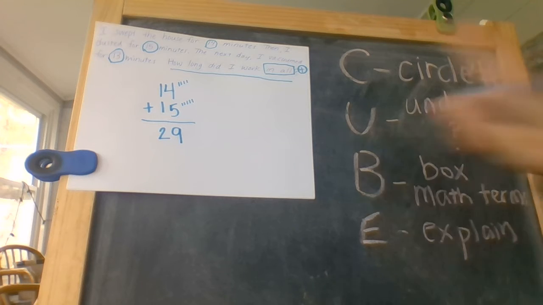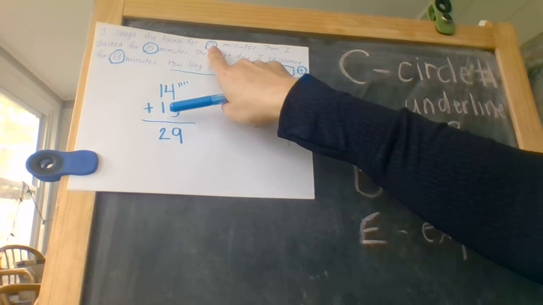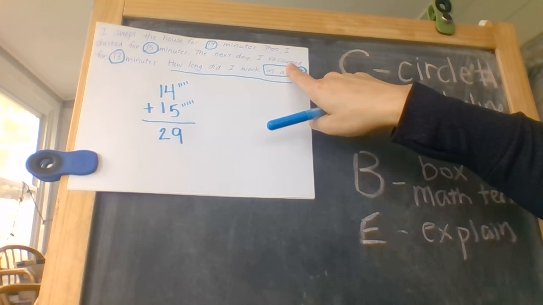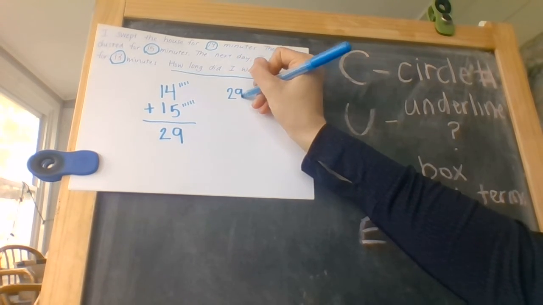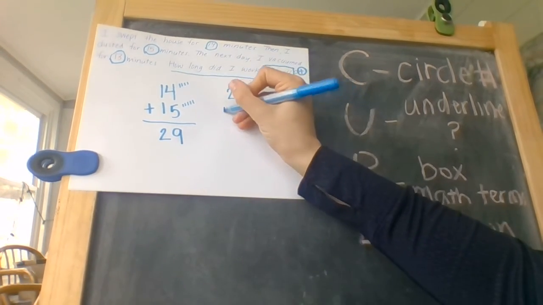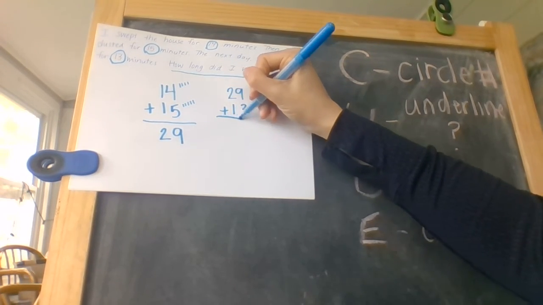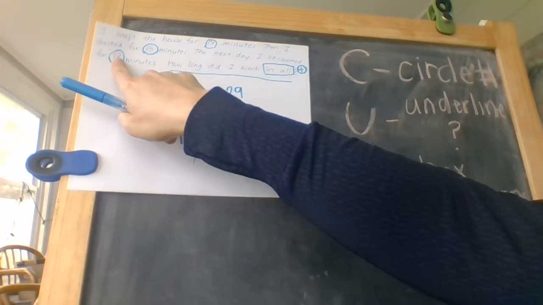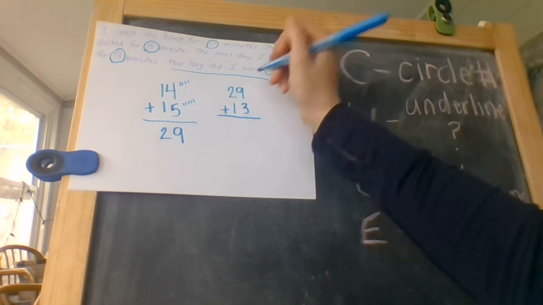Not done yet, though, because I want to know how long did he work in all. I've used my 14 minutes, I've used my 15 minutes, but now I need to know how much he worked when he vacuumed. So I'm going to take that 29 from here and add 13. Now I'm being very careful to line up my place value. The 3 goes in the 1's place. The 1 goes in the 10's place. And now I can add that. I'm going to make my tick marks again. Use them if you need them.